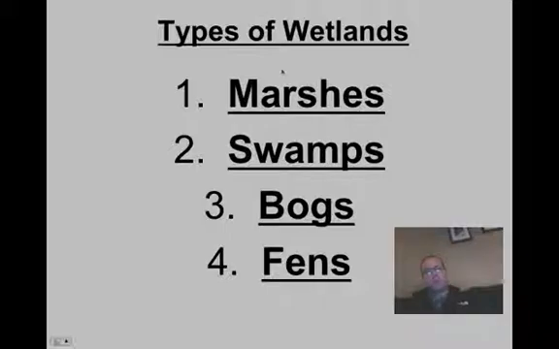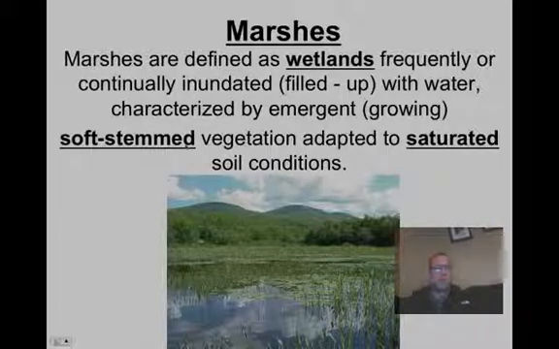So the types we'll talk about: marshes, swamps, bogs, and fens. For marshes, they're defined as wetlands frequently or always filled with water. Okay, so characterized by soft-stemmed vegetation, adapted to saturated or always full of water soil conditions. So soft-stemmed vegetation is what dictates marsh.